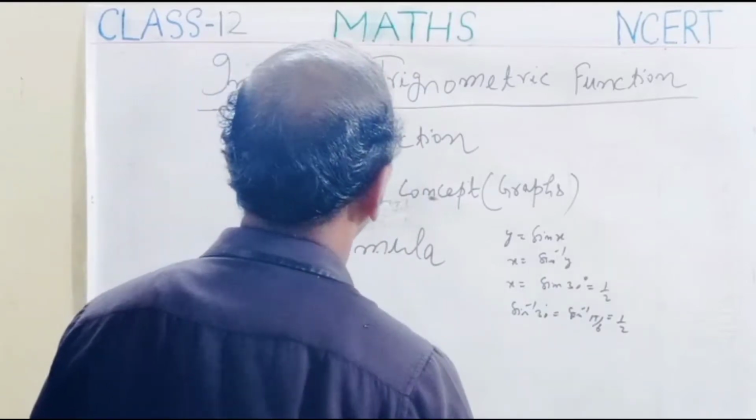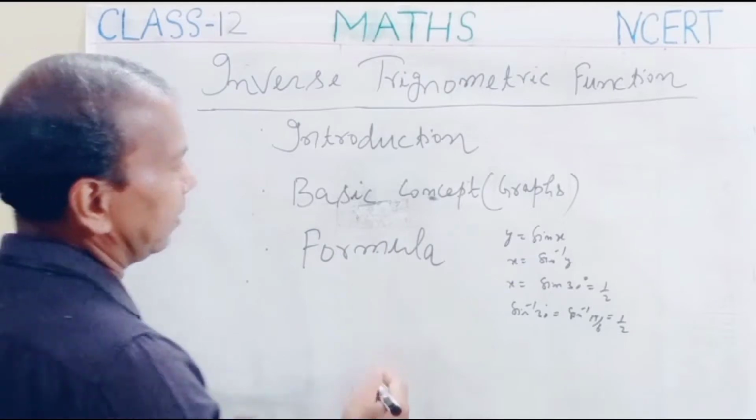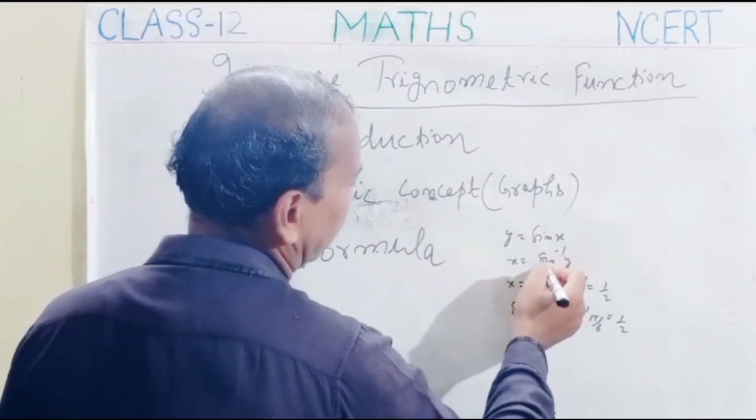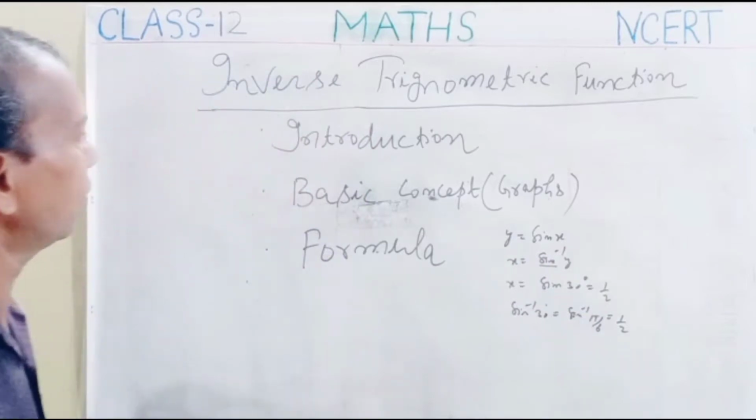So you can say that for the inverse of any function, if you want to find the inverse, then we just take that function and put the power -1. So that is the inverse one.